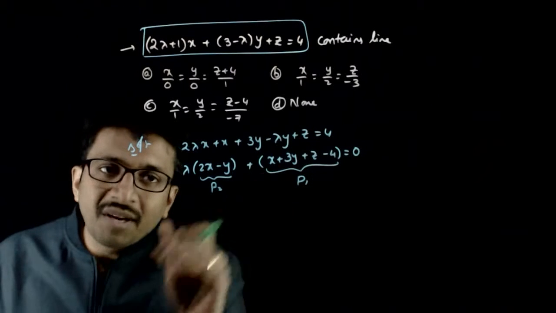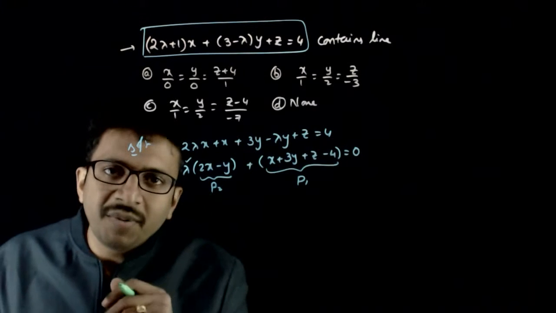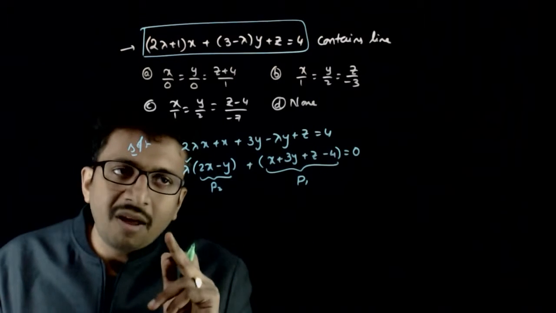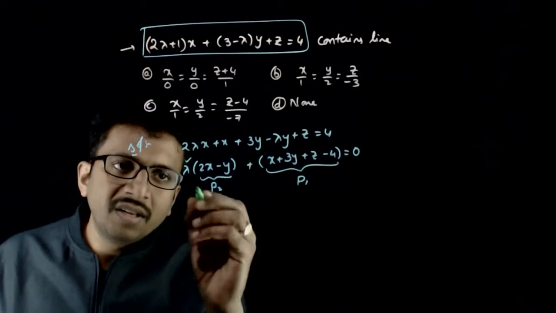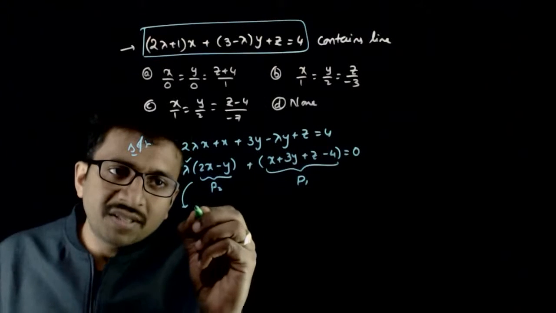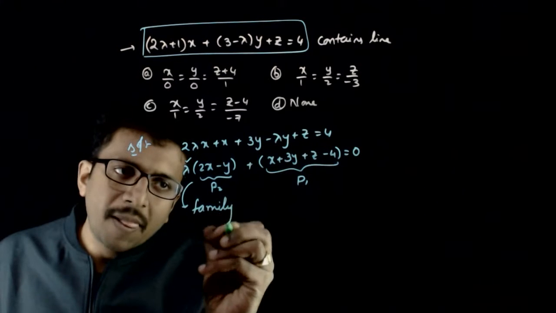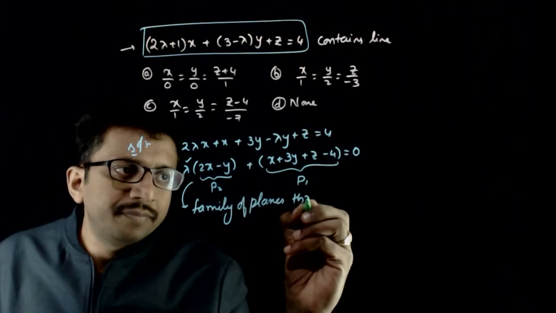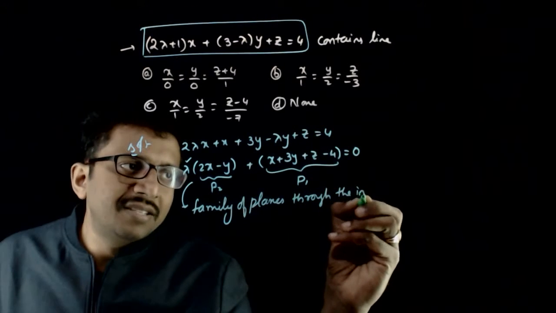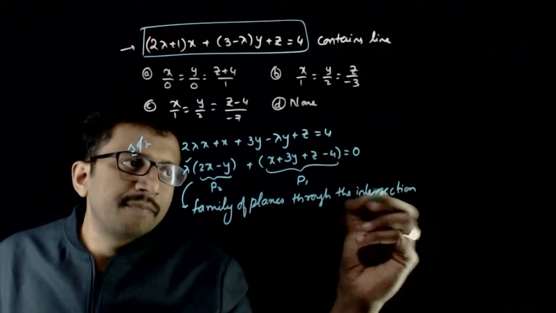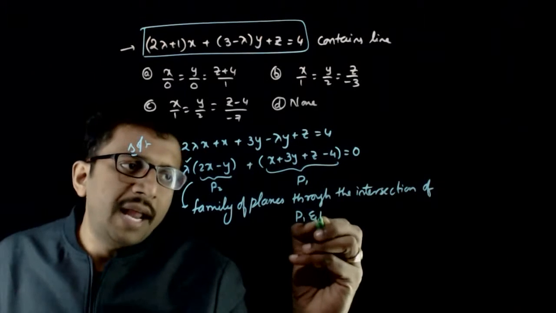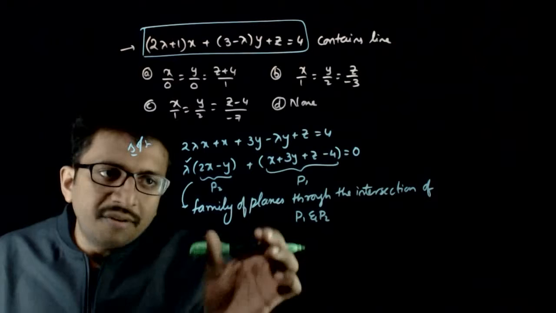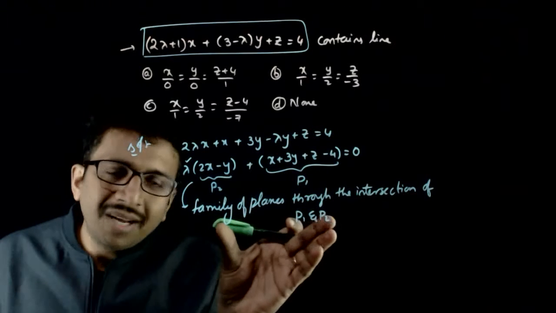So what does this family represent if I change λ, if λ is the parameter? P1 + λP2 = 0 represents a plane passing through the intersection of these 2 planes. So this family represents a family of planes through the intersection of P1 and P2. So you have plane 1 and plane 2. Each member of this family will pass through the intersection of these 2 planes.